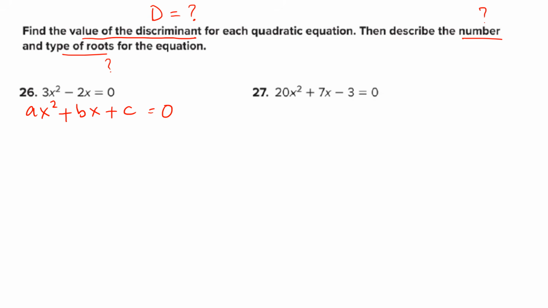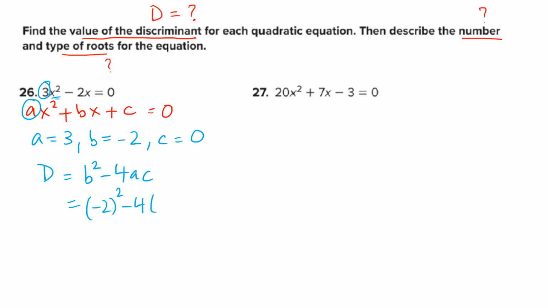So if we compare, let's see how much is our a. A is the number multiplied to x square. So a is 3, b is minus 2, and there is no c, so c is 0. Let's find the value of discriminant, which is given by the formula D is equal to b square minus 4ac. Let's plug in all the values and get our value of discriminant. Minus 2 square minus 4 times 3 times 0. Now if you see carefully, here c is 0, so this whole term is 0, so the only thing remaining is 4. So the discriminant value is a perfect square because 4 is the perfect square of 2.